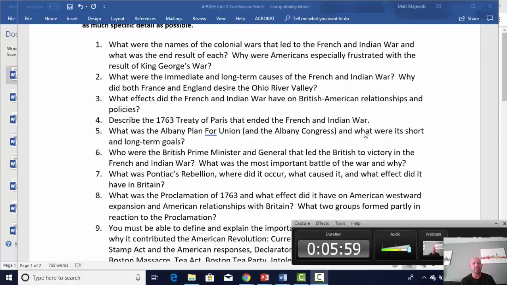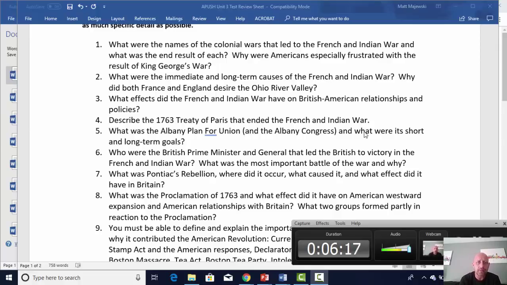So the short-term goal was to get the natives to support them in the French and Indian War. The long-term goal is greater unity, especially when it came to defense against Native Americans and against the French. It failed. It was not passed. It was not successful. There wasn't enough support from enough colonies, and obviously the English blocked it as well.